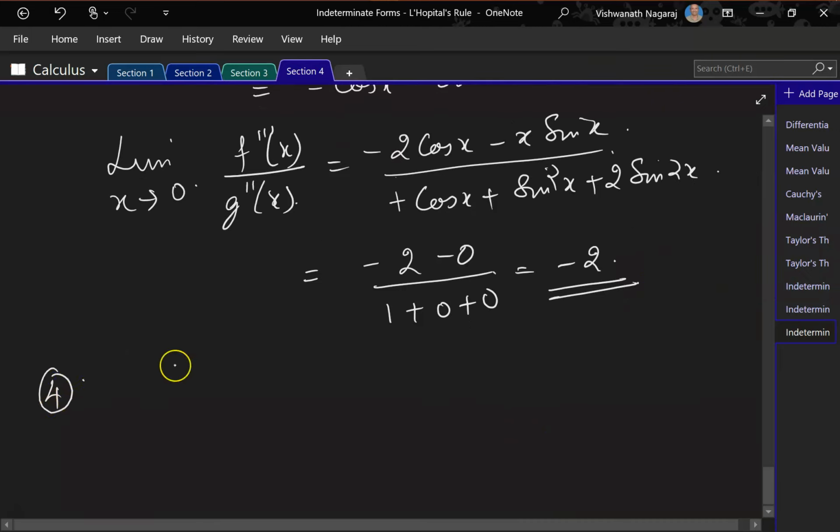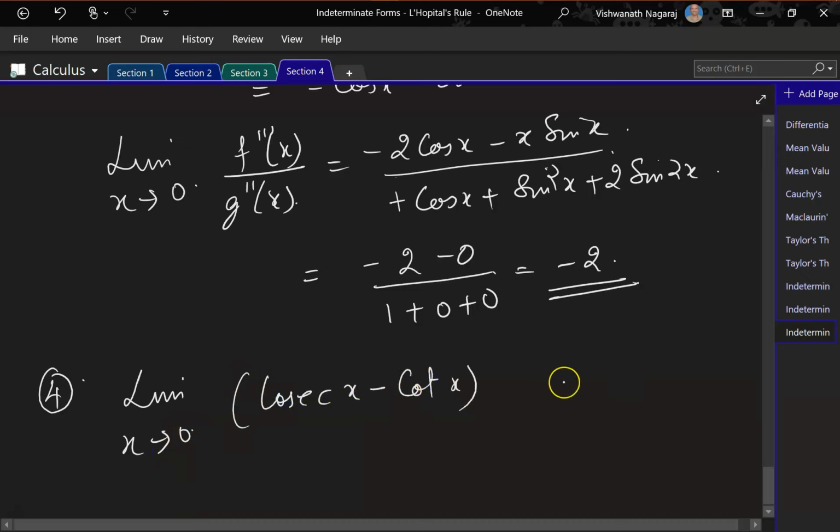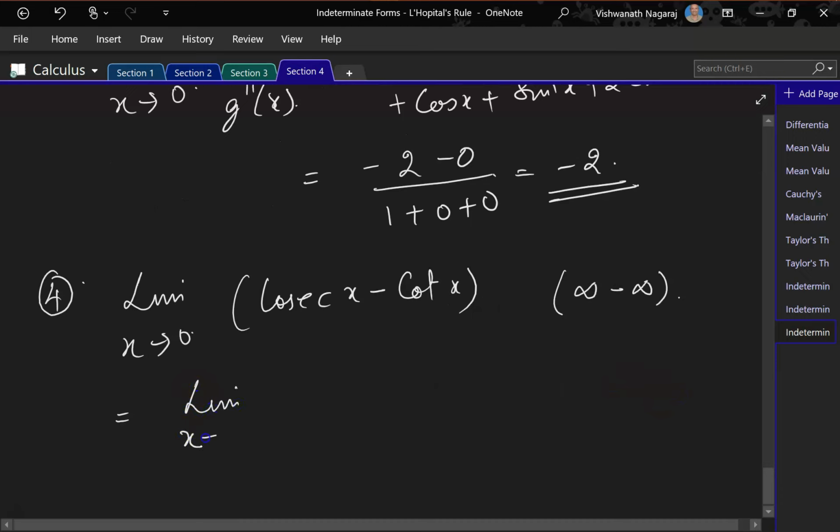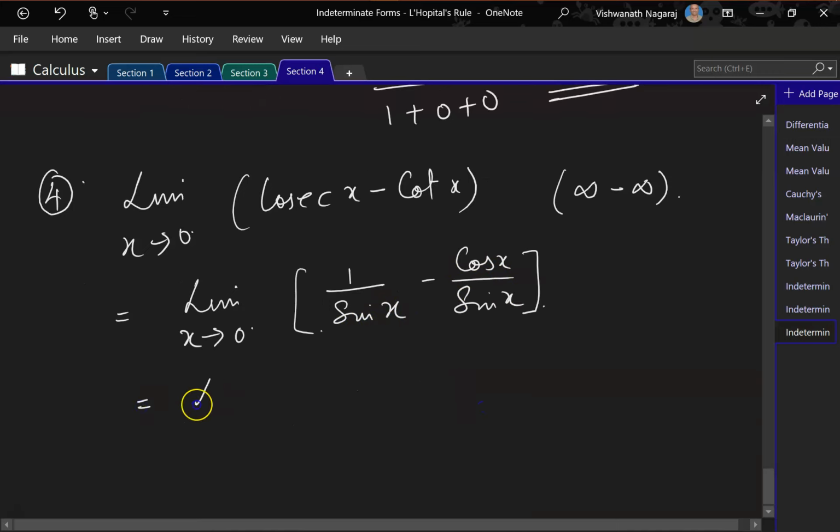Let's do the next one. Limit as x approaches 0 of cosec x minus cot x. What form is this? This is infinity minus infinity. Remember, limit as x approaches 0 of, first let's convert them into this form. Cosec x is 1 by sin x, cot x is cos x by sin x. So we get (1 minus cos x) by sin x, okay.